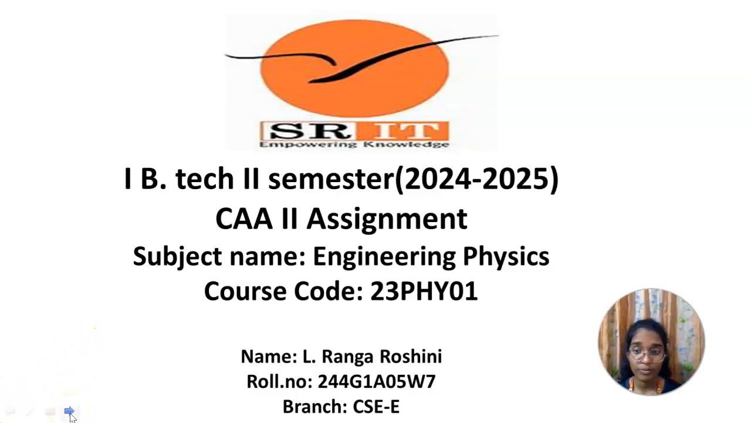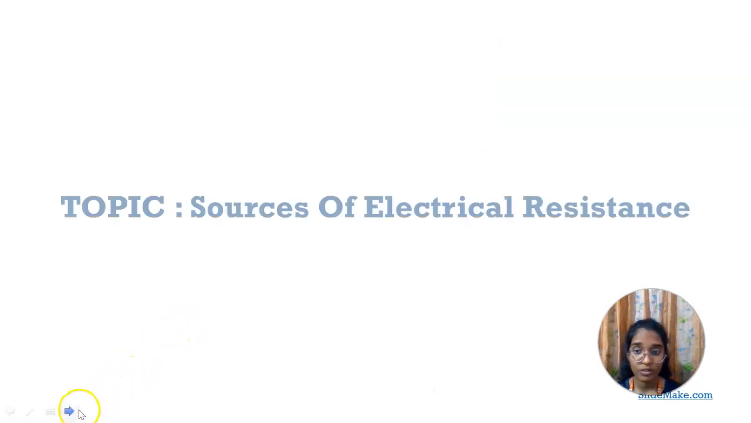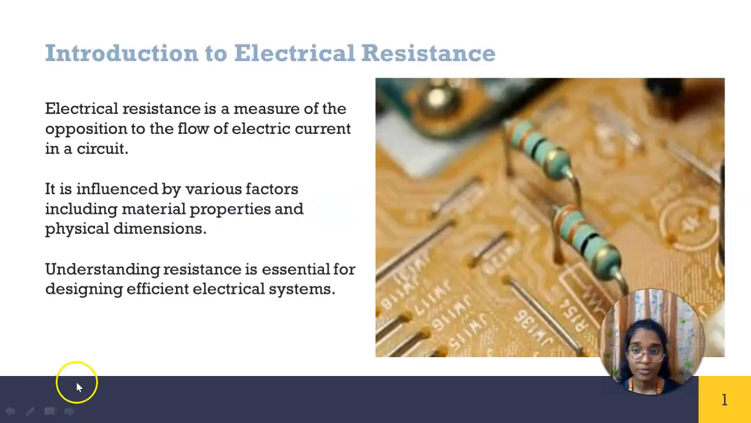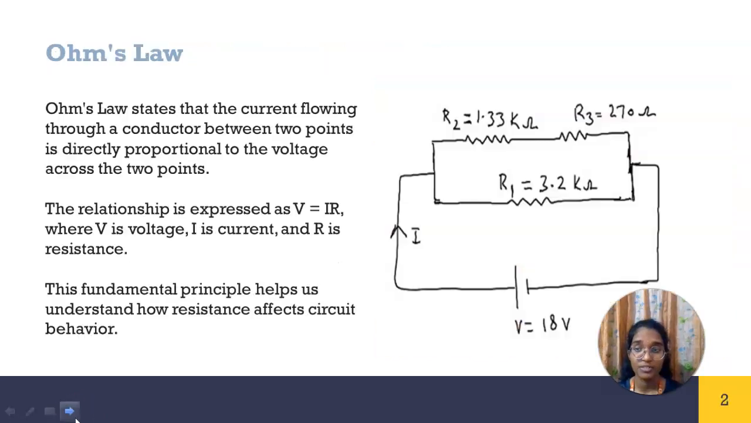So let's dive into my topic. The topic I got is sources of electrical resistance. What do you mean by resistance? Resistance is an opposition to the flow of electrical current in a circuit. Electrical resistance is a measure of the opposition to the flow of electrical current in a circuit. It is influenced by various factors, including material properties and physical dimensions. Understanding resistance is essential for designing efficient electrical systems.